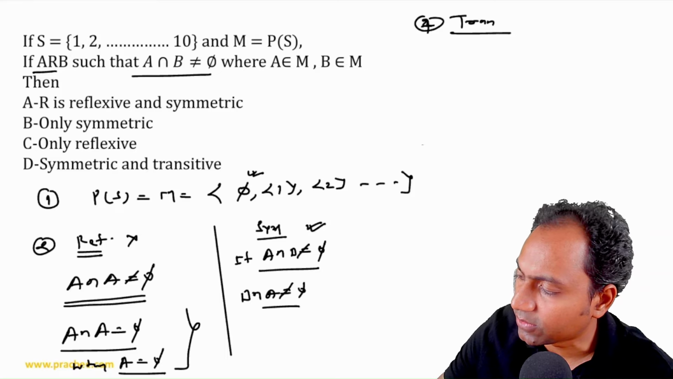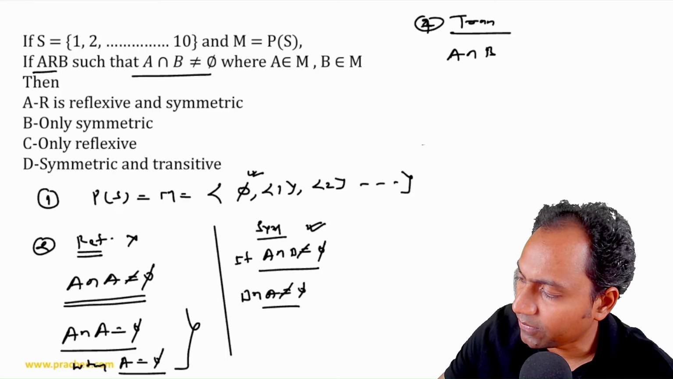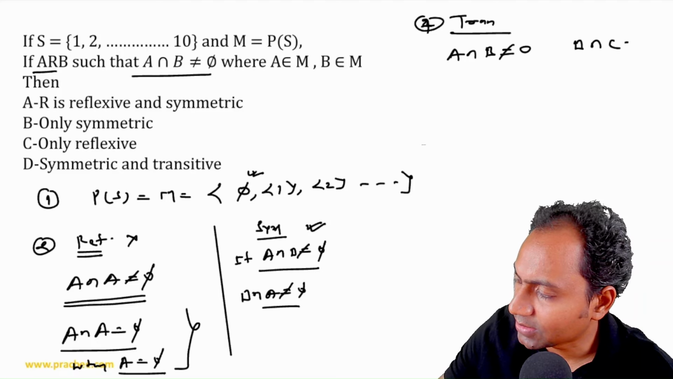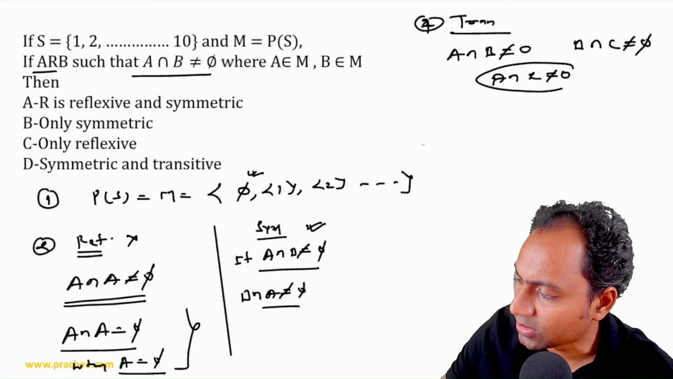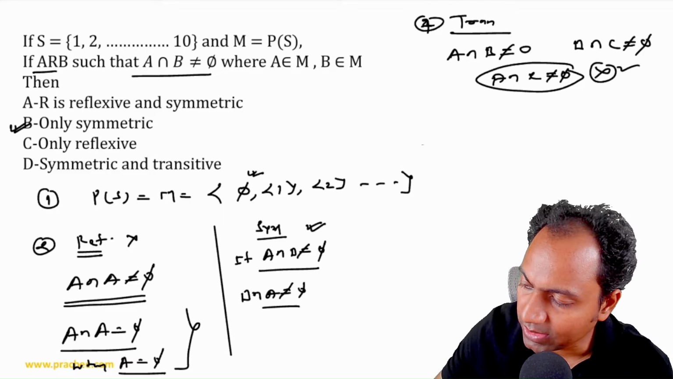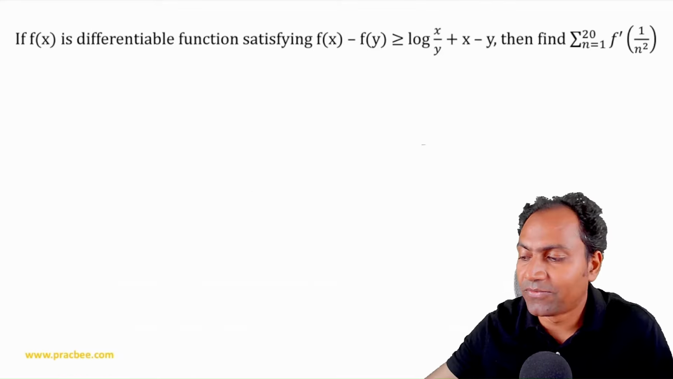Let us check the transitive part. So what we are saying is if A intersection B is not equal to phi and B intersection C is not equal to phi, then it is totally possible that A intersection C might be equal to phi. So this relationship is not true. So transitive also we cannot say. Hence the answer becomes symmetric only. That is the option.